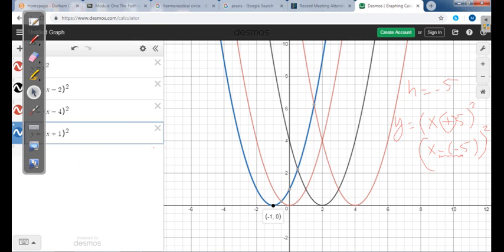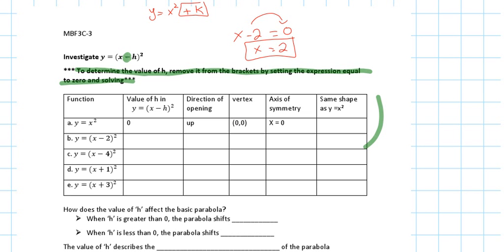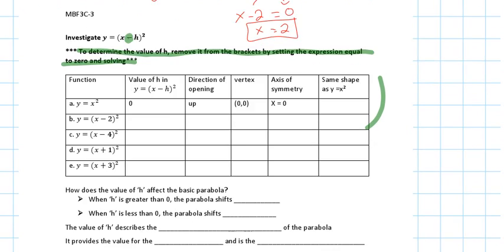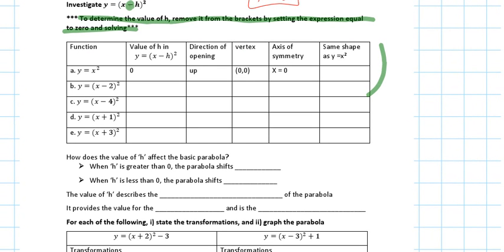All right. So let's write this down. So the value of h. So what's the value of h? 2. Remember, it's not what you see. It's the opposite. Only for that. Direction of opening, they were all up, yes? What was the vertex? 2, 0. What was the axis of symmetry? What do I write?